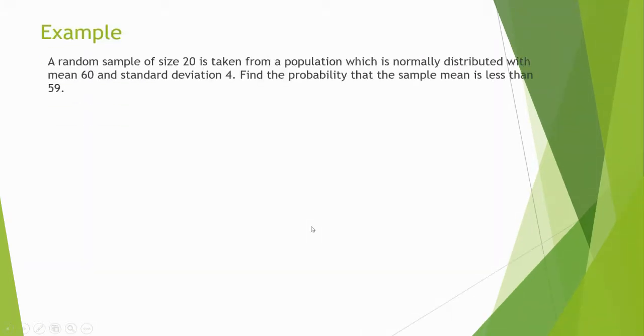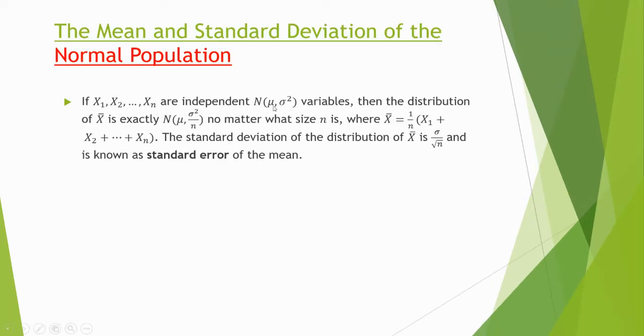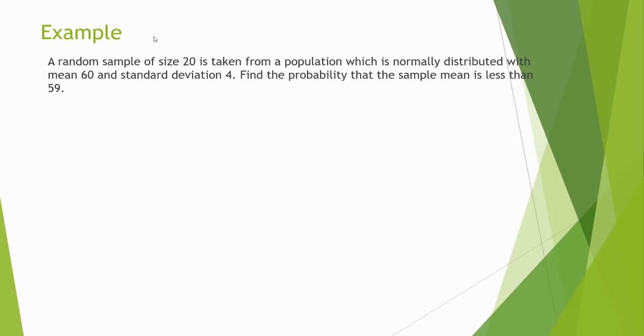Okay, let's look at the example. A random sample of size 20 is taken from a population which is normally distributed with mean 60 and standard deviation 4. Before that, remember: the first one, N(mu, sigma squared), is for our population, and N(mu, sigma squared over n) is our sample. Back to our example: from the population you choose a sample of size 20. Find the probability that the sample mean is less than 59. What does it mean? X is normally distributed where mu is 60 and the variance is 16. How do we get 16? From the standard deviation 4 squared.